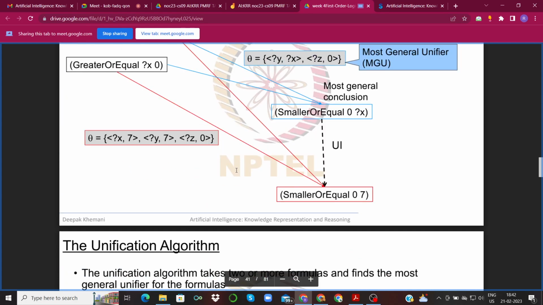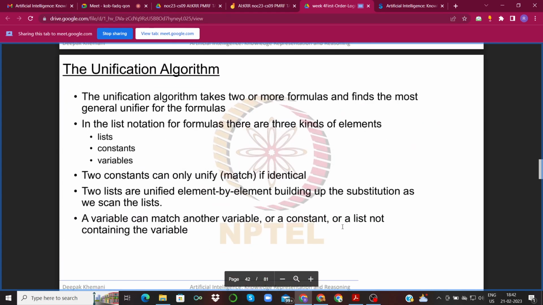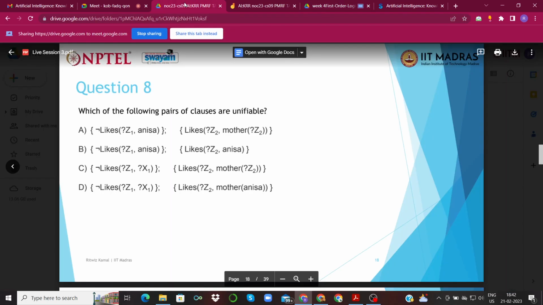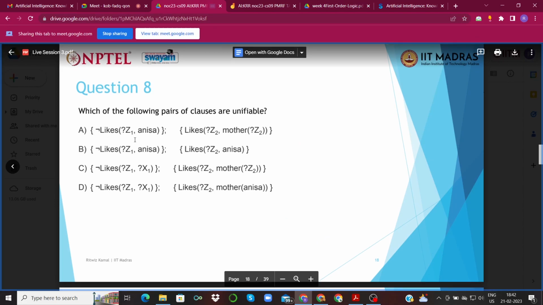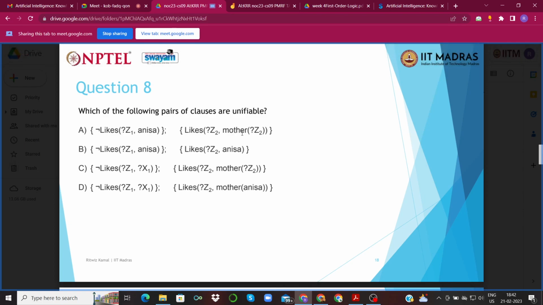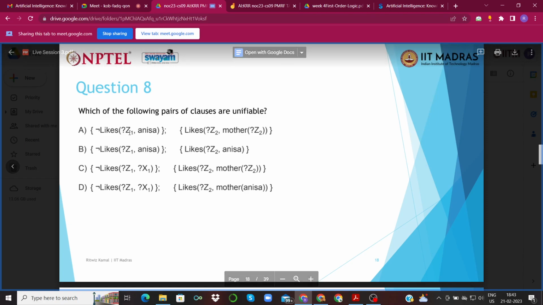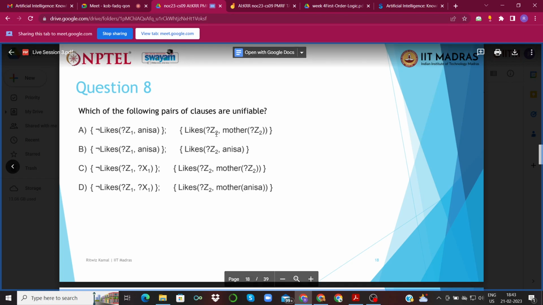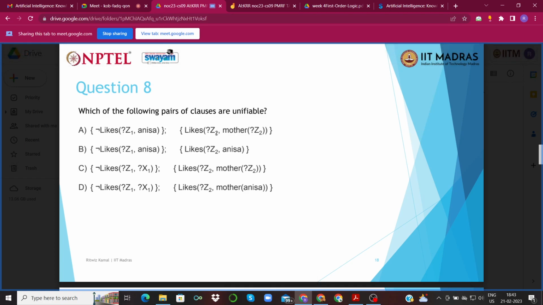So if I come back to the unification algorithm again, let's look at our options one by one. First we have likes, not likes, a variable z1 Anisa, and likes variable z2 mother z2. If we have to substitute so that these two are identical, we can substitute z1 and z2, right? A variable can be substituted with another variable. Do you agree with me? Yes, sir. But here we have Anisa, which is a constant, right?